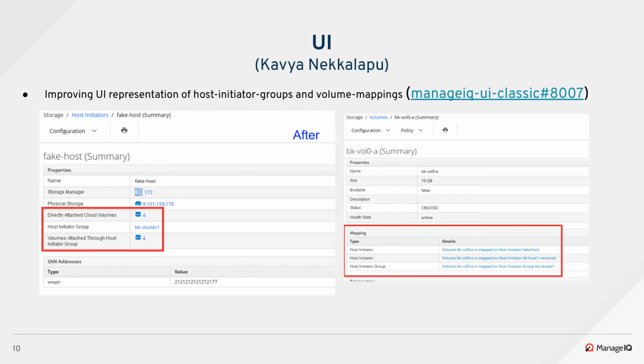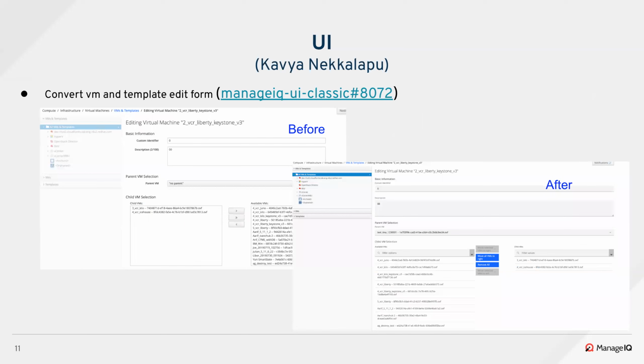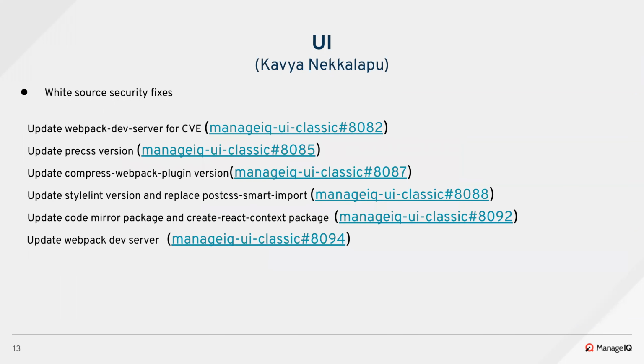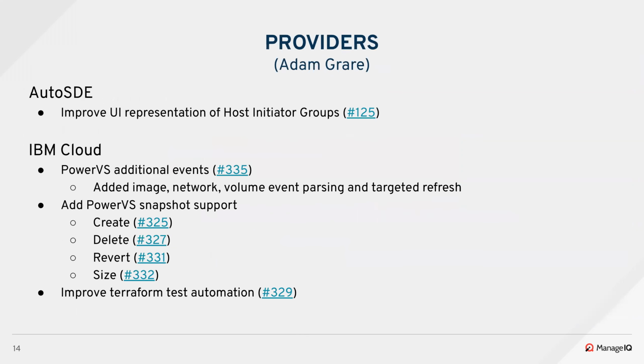AutoST team added this enhancement, added volume mapping details in host initiator summary and vice versa. Next one. Gilbert converted VM and templates edit form to React and Carbon in this PR. Next one. Jeffrey converted catalog items resource table to React and Carbon from plain HTML as part of converting all tables to Carbon. I did fix few WhiteSource security issues in these PRs. Yeah, I think that's all from UI. Over to Adam.